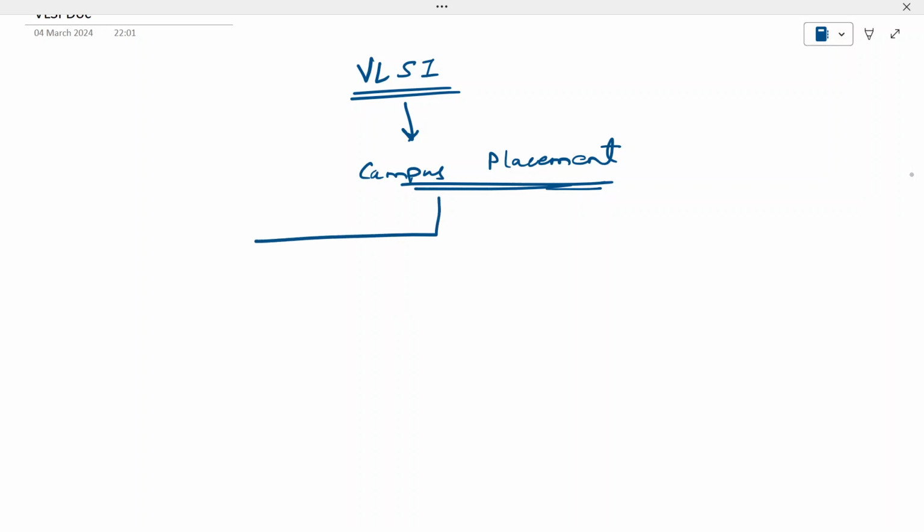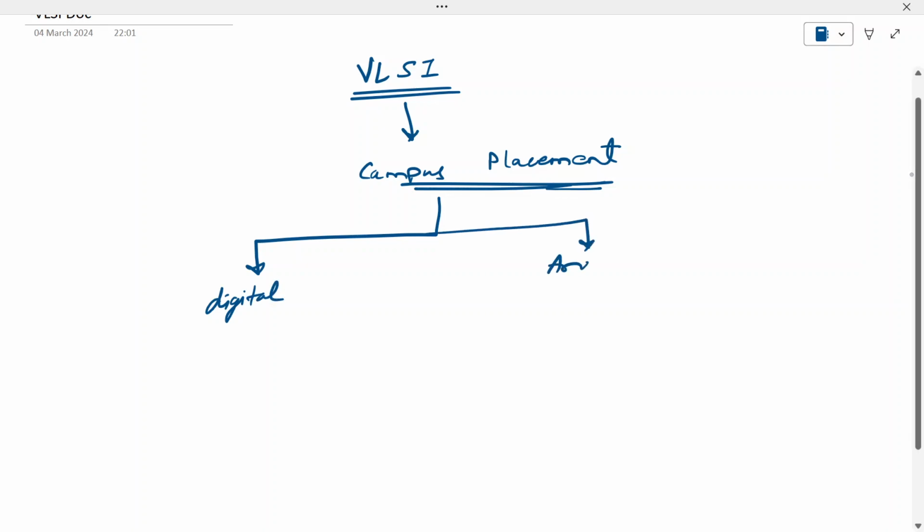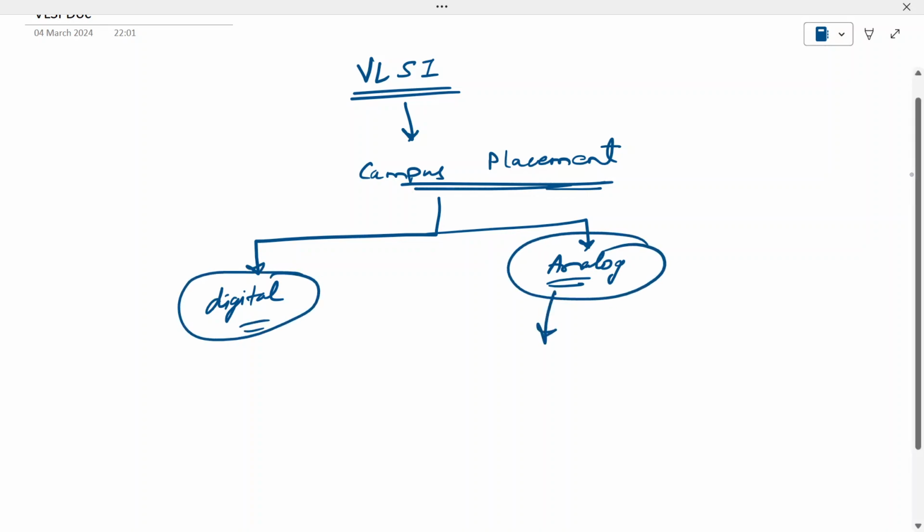So in campus placement, we generally have two basic profiles: first your digital profile, and then your analog profile. So these are the basic bifurcation we have in analog and digital profile. And these profiles only define the domain in which your interview is going to proceed.